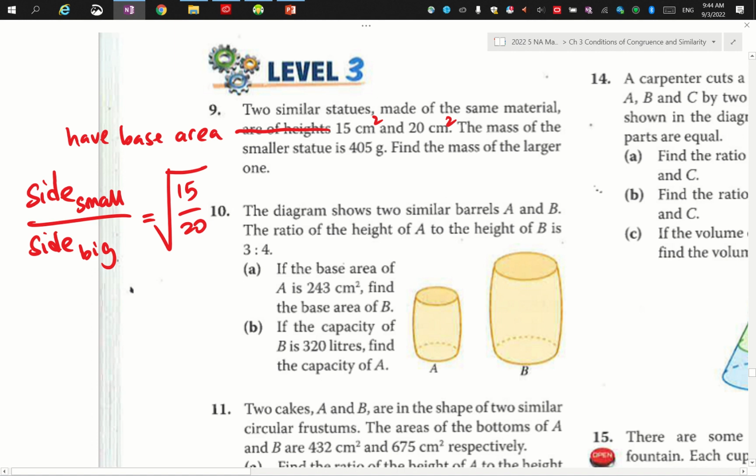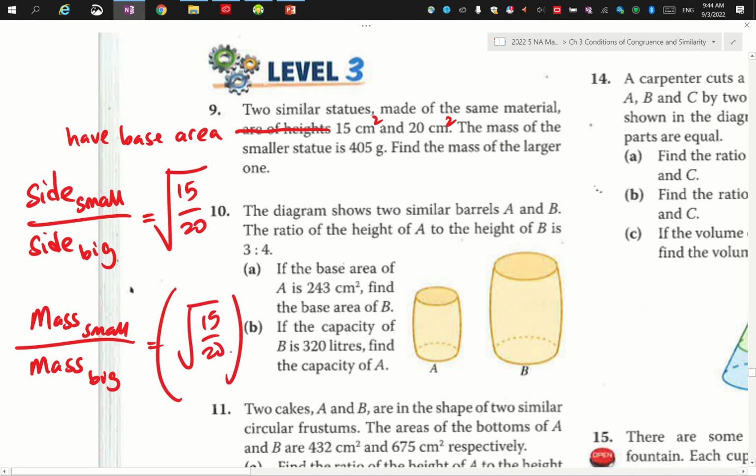Find the mass of the larger one. Cube, right? Cube this one to find ratio of what? Ratio of the volume? Mass. Whether it's volume, mass is the same, isn't it? We don't want to write ratio of volume because waste time. Straight away, ratio of mass. So mass small over mass big equals to 15 over 20 with the square root, but this time I have to cube it. And then you know the rest already, right?